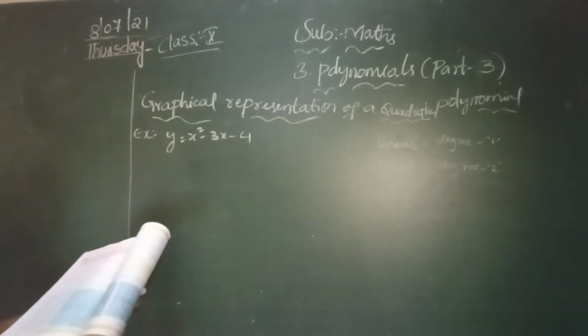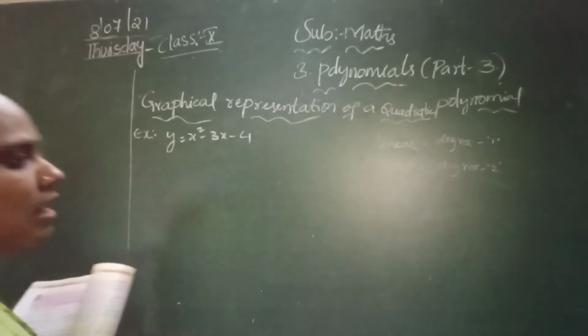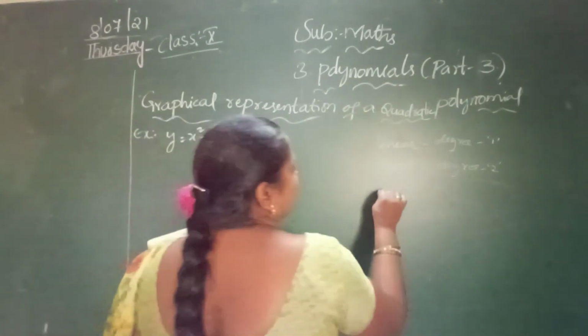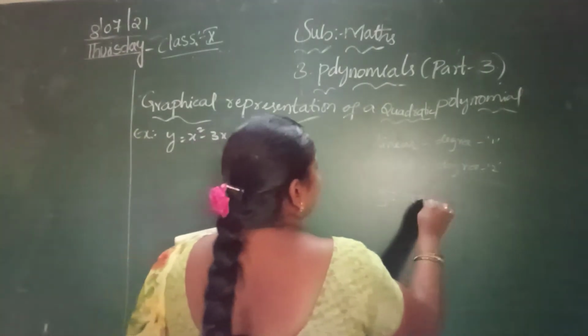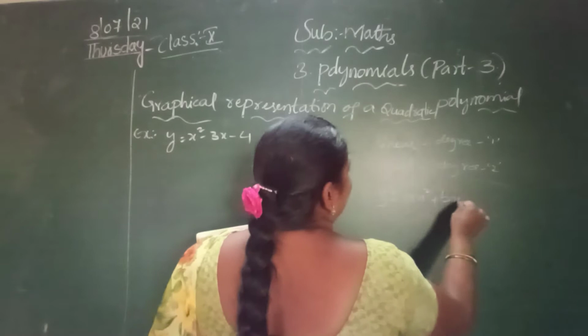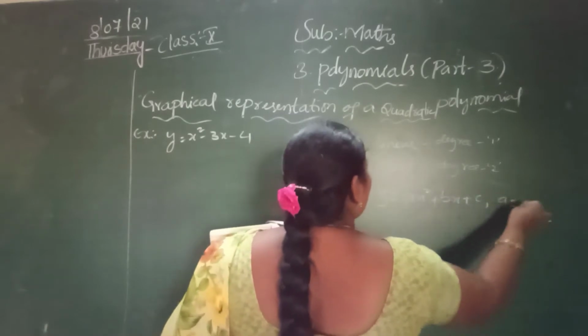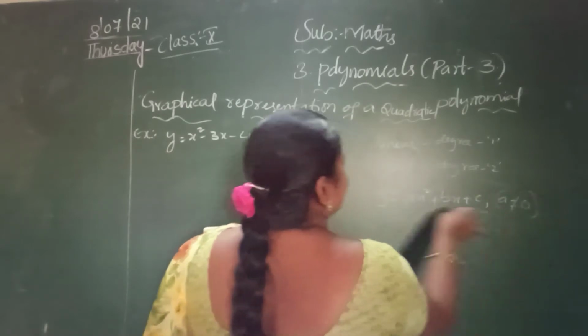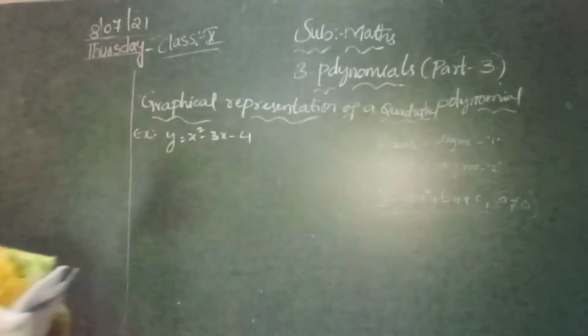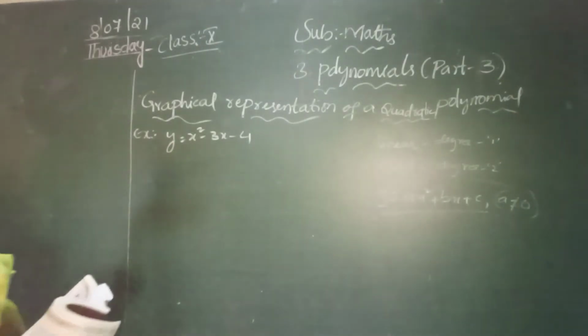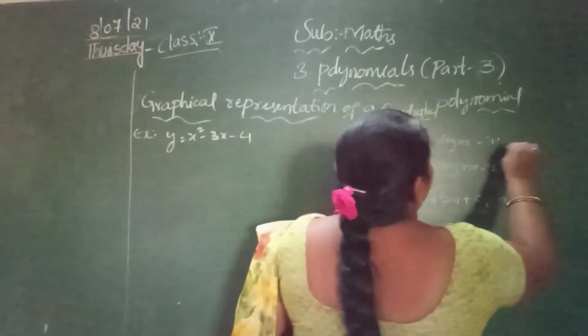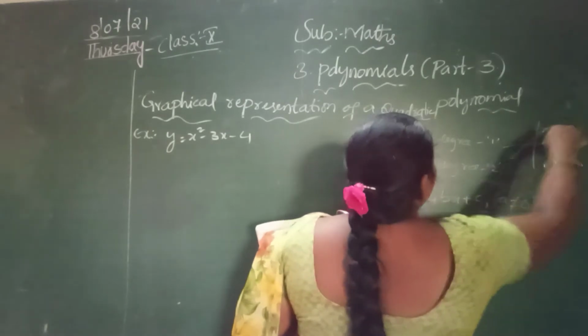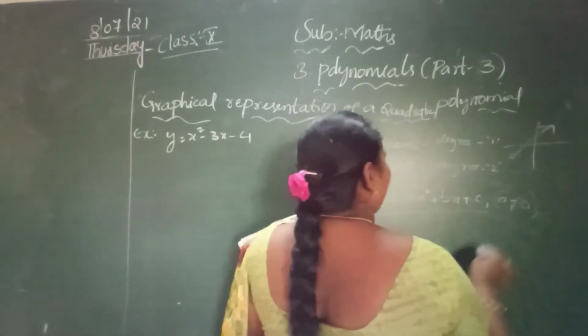So, how will be the graph of the quadratic polynomial? The general form of a quadratic polynomial is ax square plus bx plus c, where a is not equal to 0. This is the general form of a quadratic polynomial. For a linear polynomial, the graph came as a straight line, right? So, in quadratic how will the graph be?